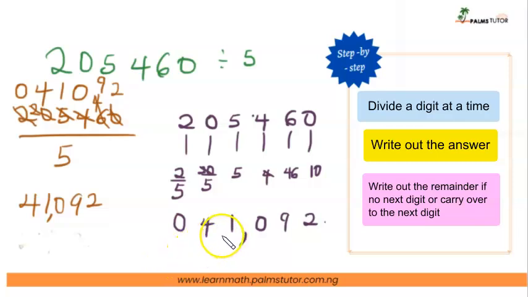When you practice this, you don't even need to be writing out all of this, because we are saving time, remember. But it's just for you to understand the principle of what you are doing and how you are moving step by step to get your answer. So even if the number has 20 digits, just keep doing that. If you have a remainder at the end, then you write it out.